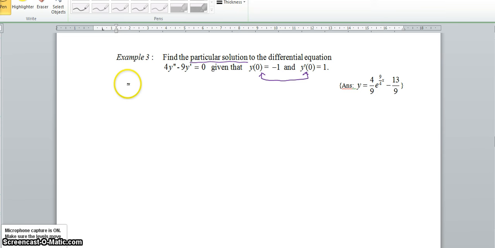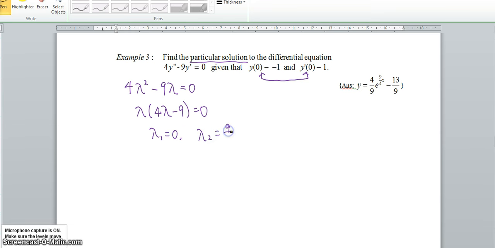So again, we'll start with writing down the characteristic equation, which is 4 lambda squared minus 9 lambda is equal to 0. I have two terms here, both have lambda involved, so I can take it out, which gives me lambda times 4 lambda minus 9 is equal to 0. Then we can solve the value for lambda. There are two values for lambda. One is equal to 0. The other one is going to be 9 over 4 based on this equation. So we get two real values for lambda.